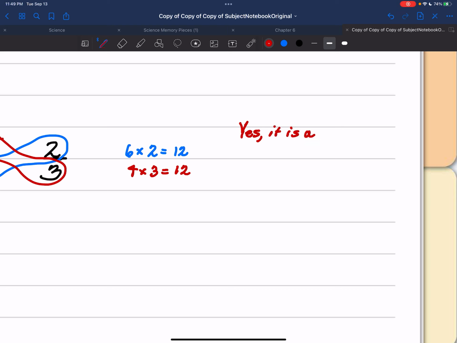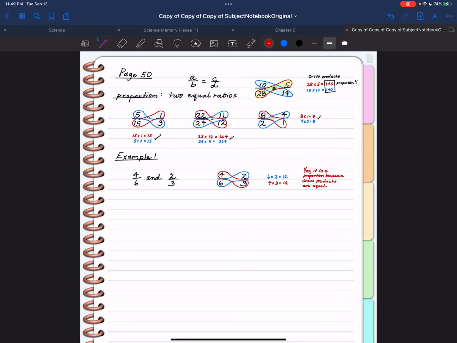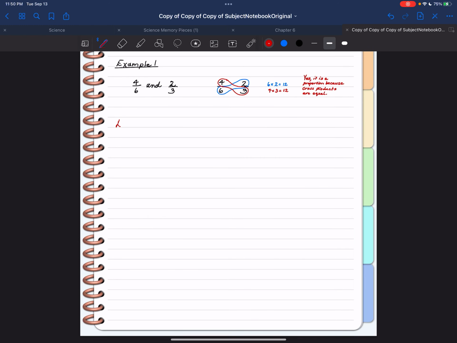because cross products, in other words, the peanuts, and I'm writing peanuts, cross products are equal. Your college professors will call these cross products. I call them peanuts. When you see the peanut, you know you're testing a proportion. If you see the word proportion in a word problem, draw the peanuts. Okay. All right. The next example on this page is example 2.